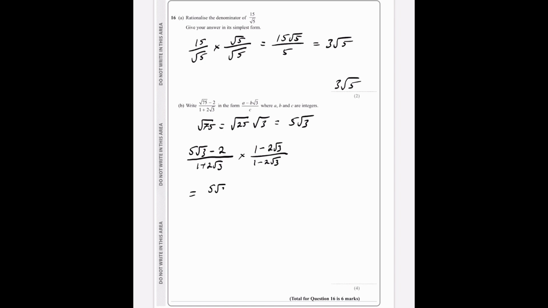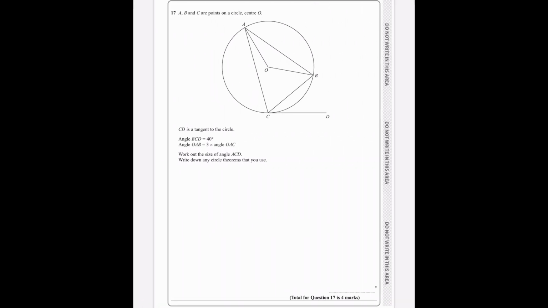For the numerator, just carrying out a double bracket expansion, 5 root 3 minus 30 minus 2 plus 4 root 3. And on the denominator, we're going to get 1 minus 12. Collect all your like terms, we get minus 32 plus 9 root 3 at the top and negative 11 at the bottom. That's absolutely acceptable as an answer. I've multiplied the top and bottom by negative 1 just to make it look slightly prettier, 32 minus 9 root 3 over 11, but that wasn't necessary for the marks.